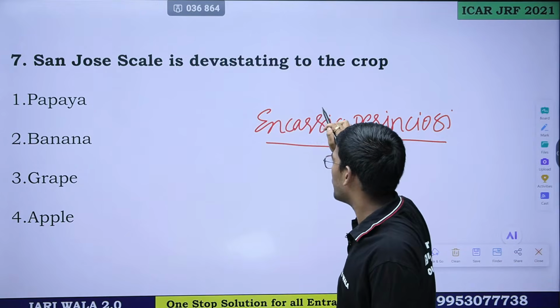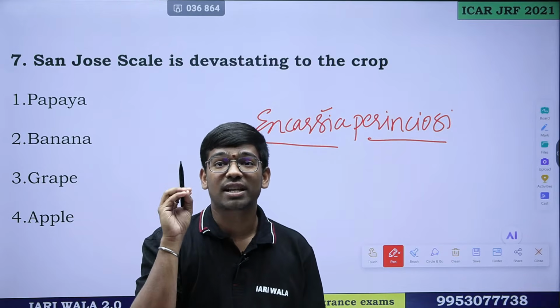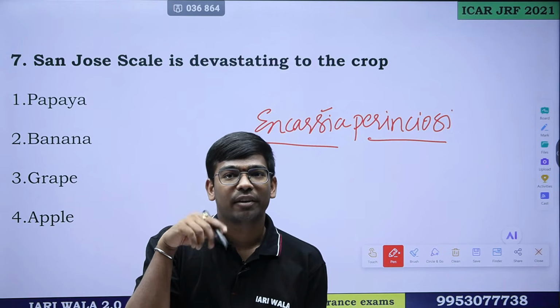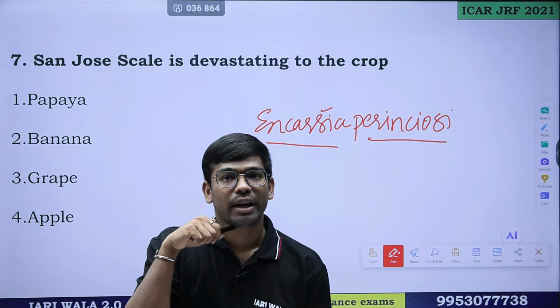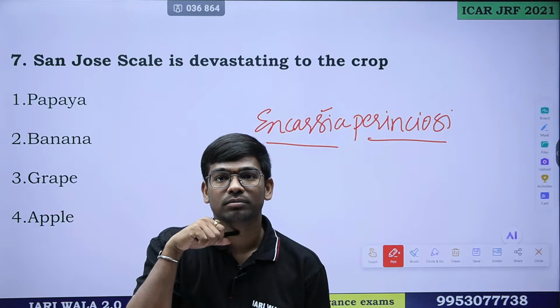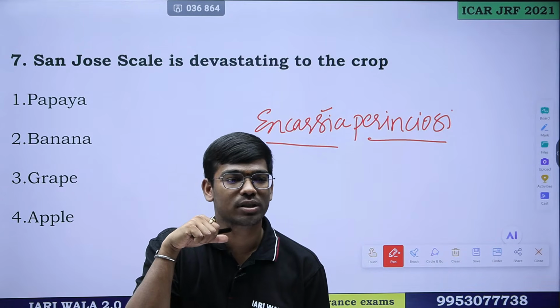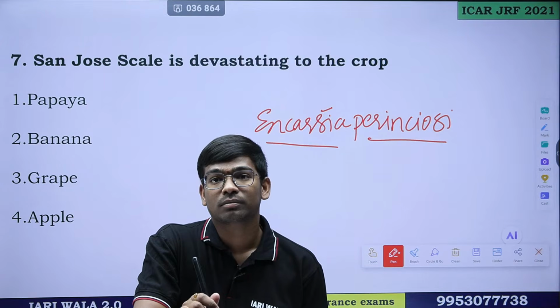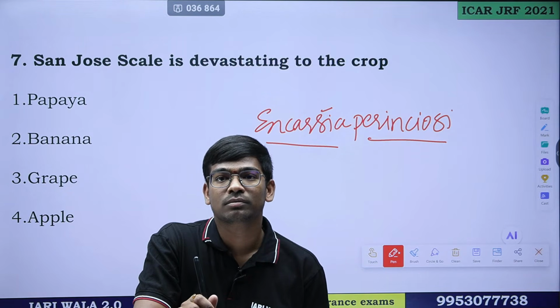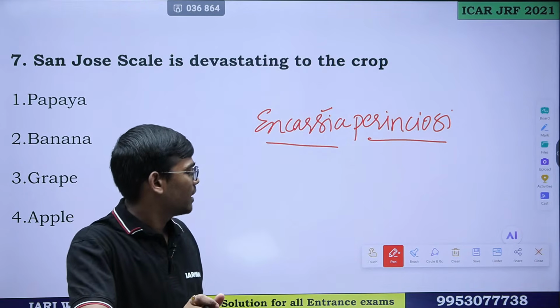Okay, it is an important biological agent, and San Jose scale is an invasive pest from China. And we have one more invasive pest in the case of citrus. Can anyone tell what that invasive pest is in the chat box?